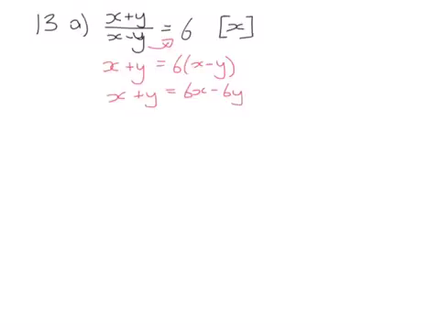Next thing we want to do is get all of the x terms together and then all of the y terms together, everything that's left. So we bring all the x terms together, then we're going to have on this side 6x minus x. Over here we're going to have y plus 6y. Y plus 6y will leave us with 7y. 6x minus x will leave us with 5x. So in order to get x on its own, it's going to be 7y divided by 5.